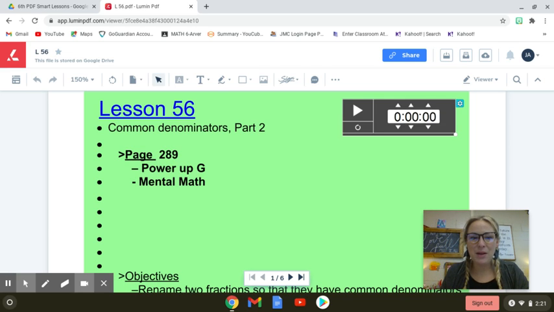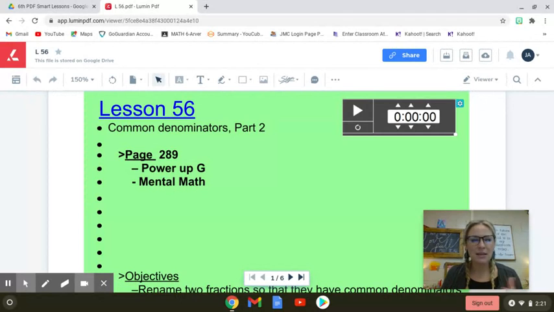Hey everybody, here we go with Common Denominators Part 2. This is Lesson 56, and this is a follow-up lesson for what we did earlier this week with Lesson 55. We just started to get introduced to finding common denominators. This is the exact same idea, just taking it a step further.